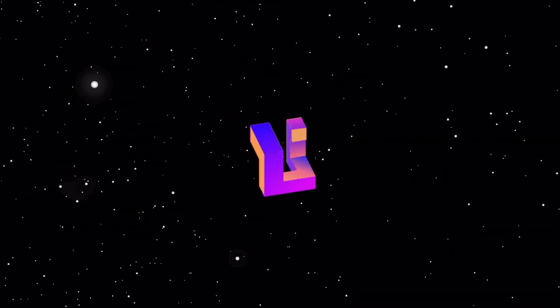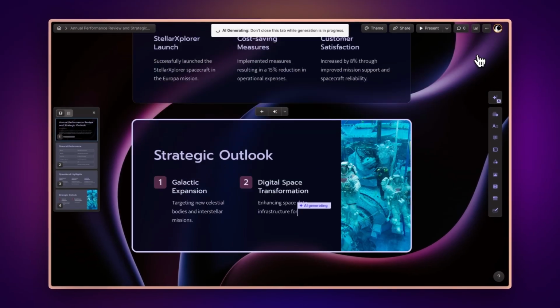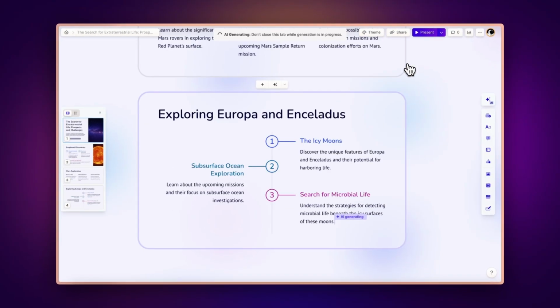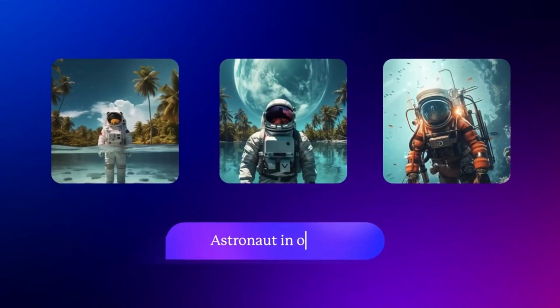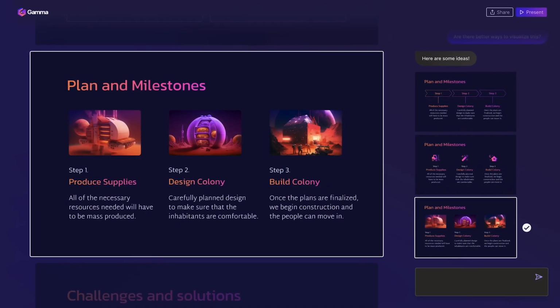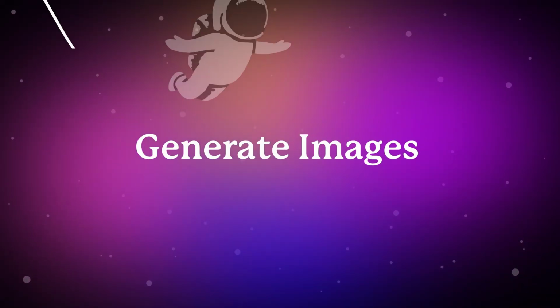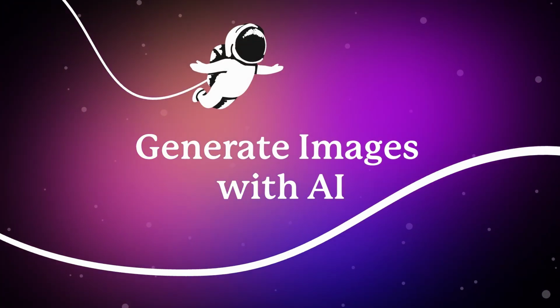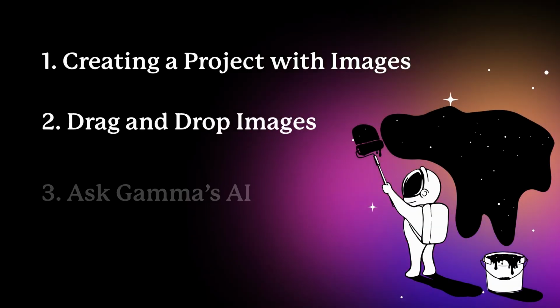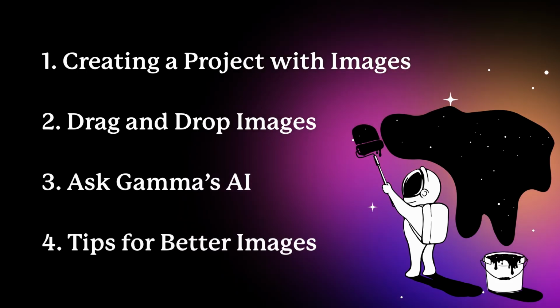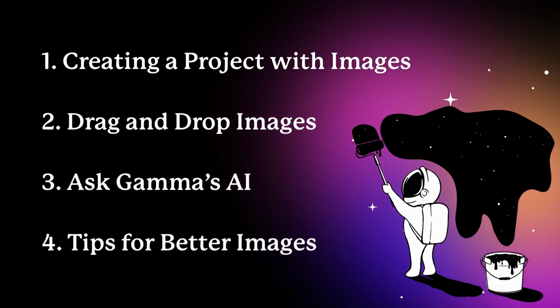With Gamma, you can create stunning presentations, documents, and web pages with AI. These are automatically enriched with beautiful images that can be web-sourced or AI-generated. Today we'll show you how you can go beyond your imagination by adding AI-generated images to your documents. We'll teach you 3 ways you can add images, and in the end, some tips to tweak those images to match your vision. Let's get started.